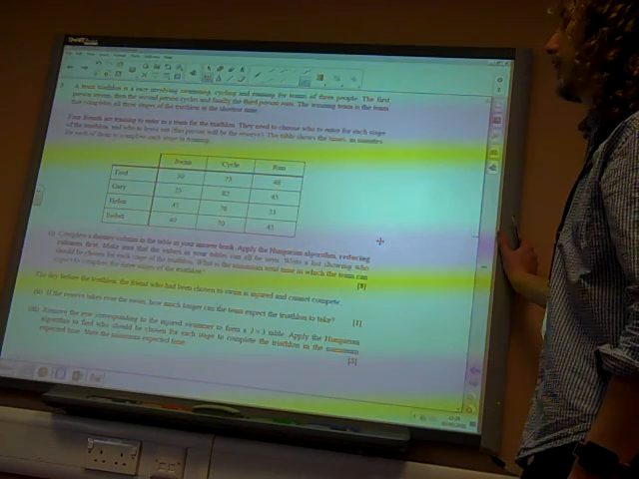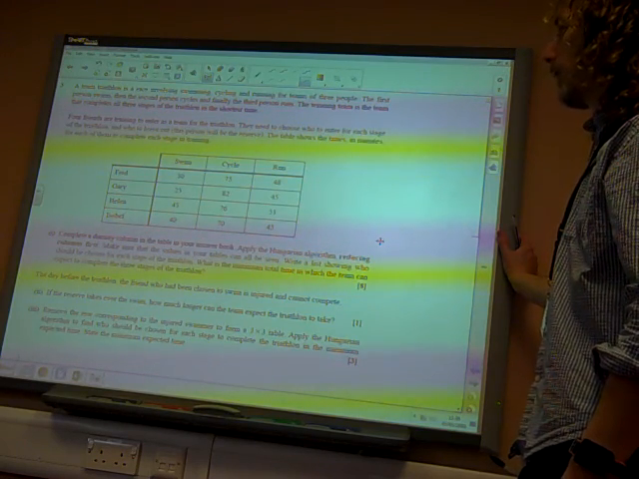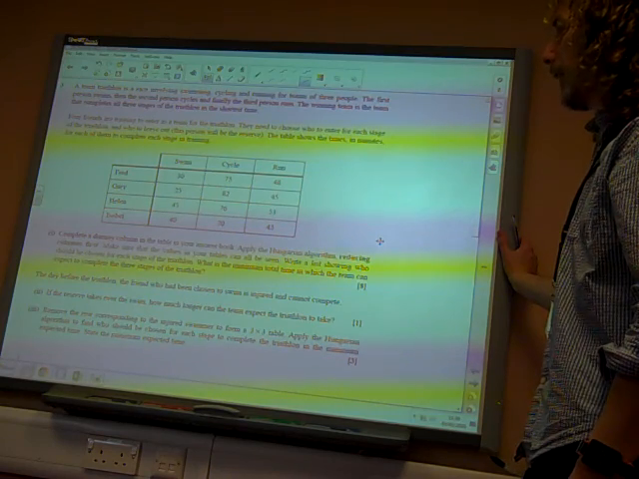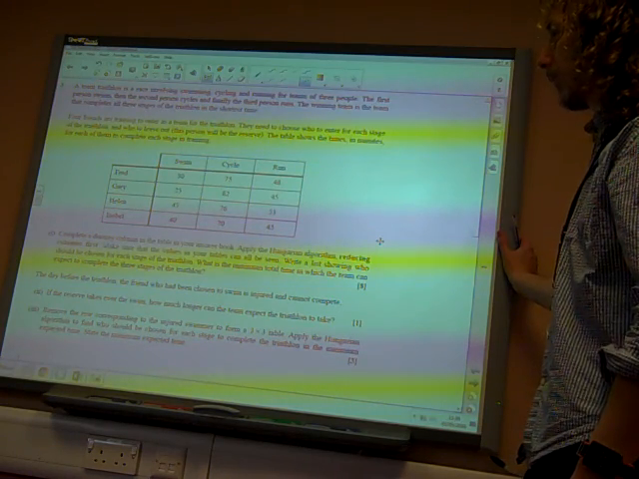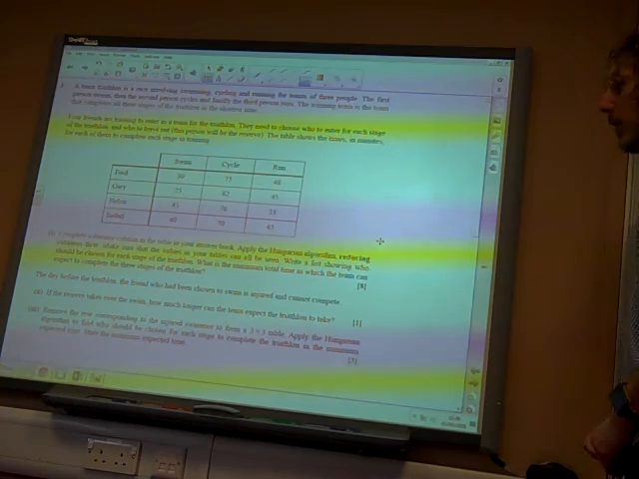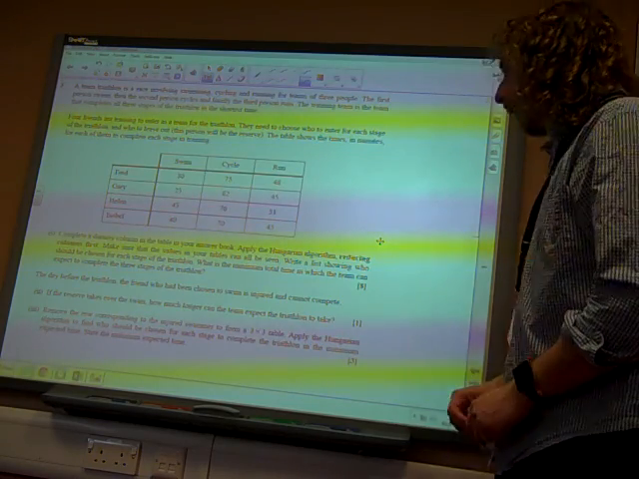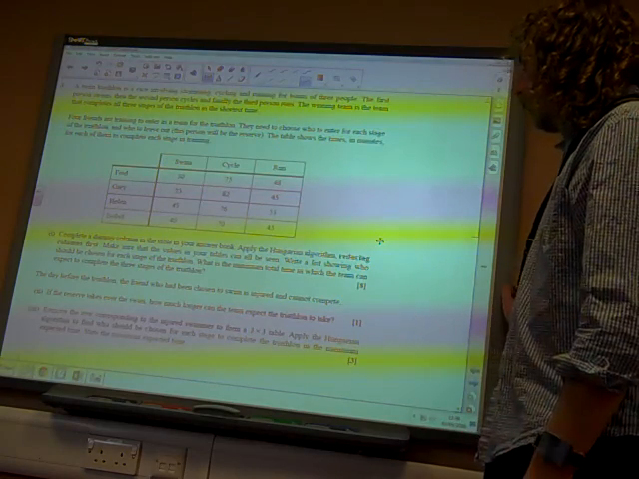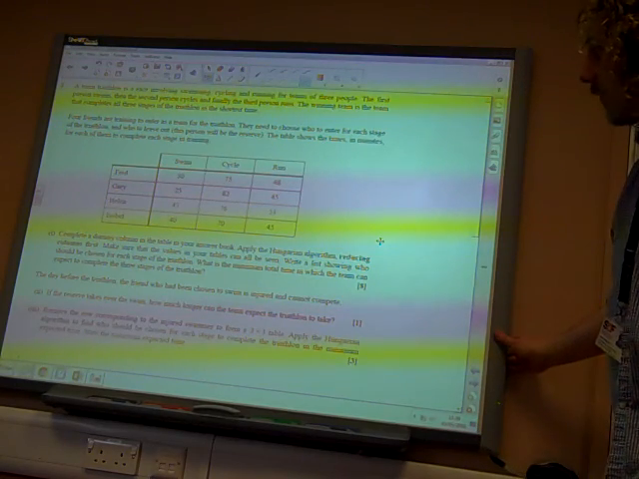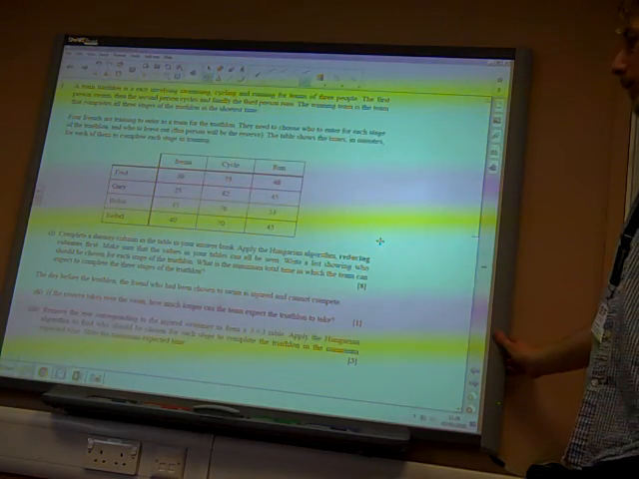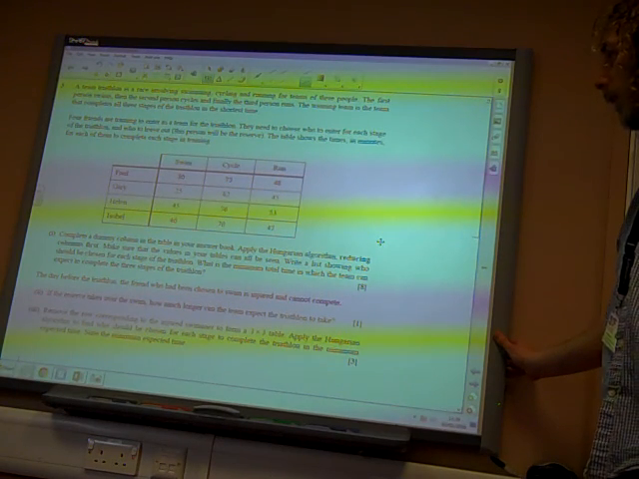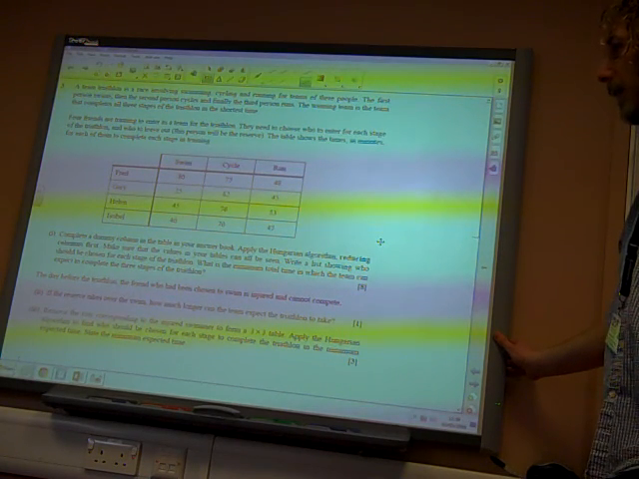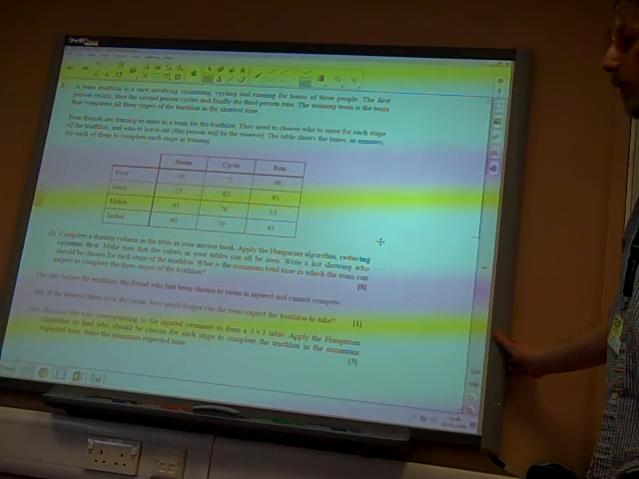The table shows the times for each of them to complete each stage in training. Complete a dummy column in your table. Apply the Hungarian algorithm, reducing columns first. Make sure that the values in your table can all be seen. Write a list showing who should be chosen for each stage of the triathlon. What's the minimum total time in which the team can expect to complete the 3 stages?